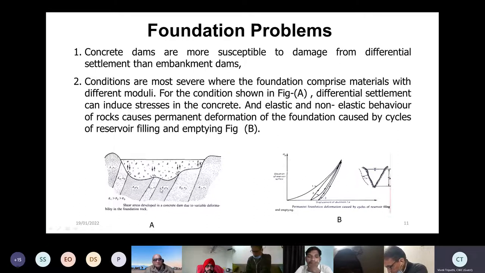As we see in figure A, differential settlement can induce stresses in the concrete. And the elastic and non-elastic behavior of the rock causes permanent deformation. If you see in figure B, during loading it goes like this. And during release of the load, when we empty the reservoir, the graph comes back up to here. So this residual displacement will become the permanent displacement of the foundation. Likewise, in the cyclic pattern, this displacement will be cumulative and it is detrimental for the foundation.